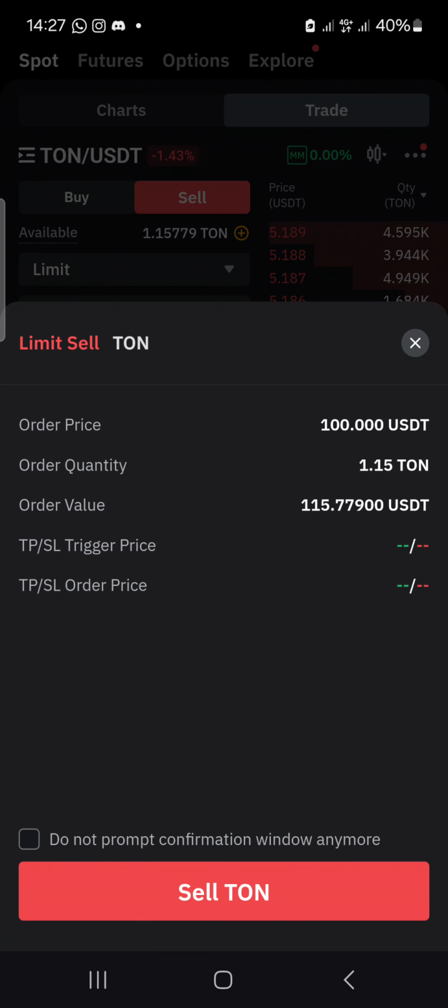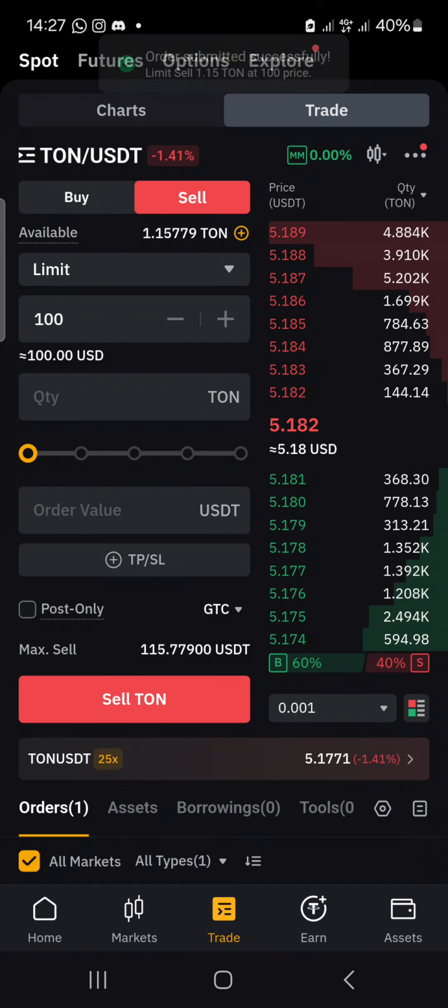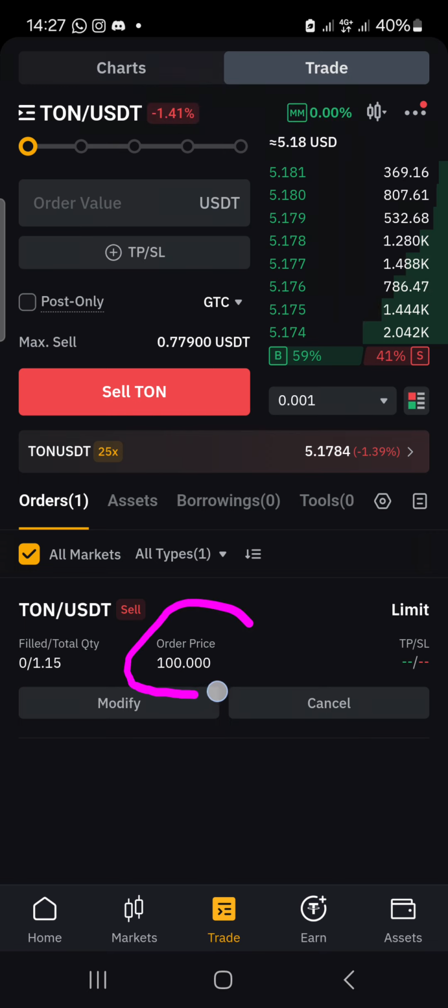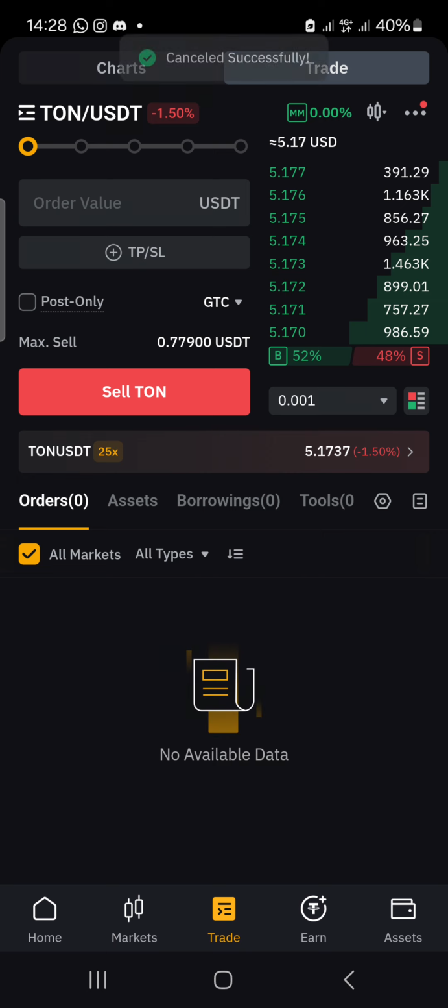So after setting all those parameters, hit the sell button and confirm sell TON. Boom. Your order has been set, pending until TON starts trading at $100 per coin. If TON never gets to that price, your order will never get triggered. It's going to remain like that forever. But if the price gets to that point, it's going to be triggered and you're going to get your $115 profit deposited in your wallet, whether you're asleep or awake, wherever you are. But I'm not interested in this order, so I'm going to click on cancel.